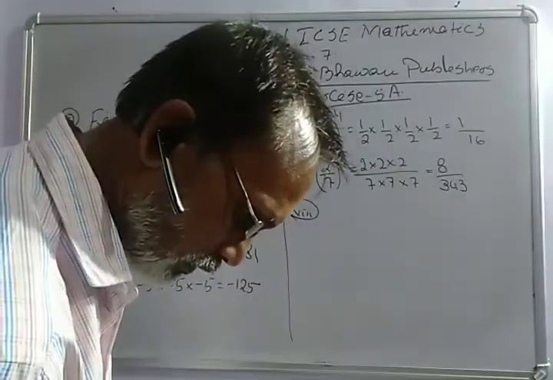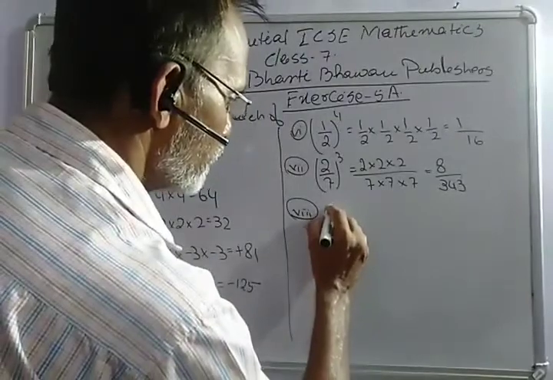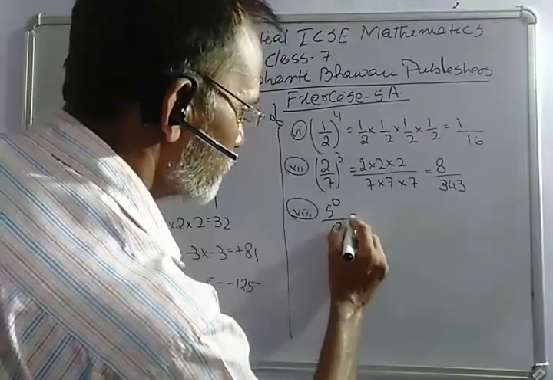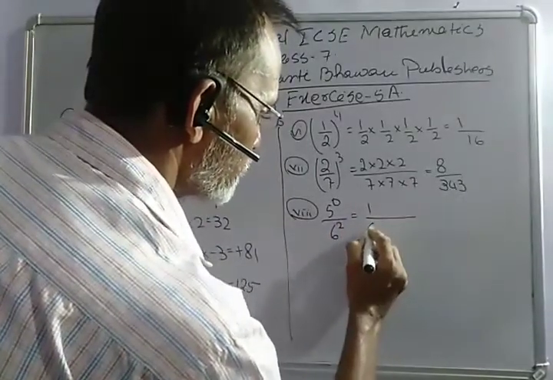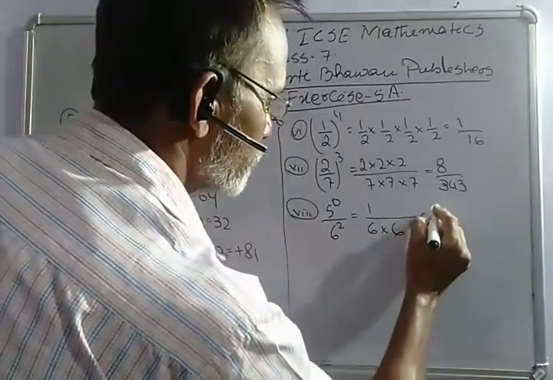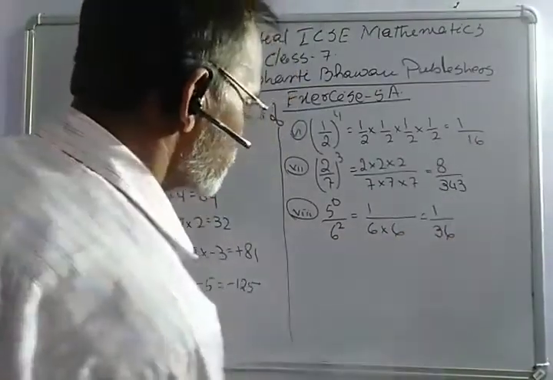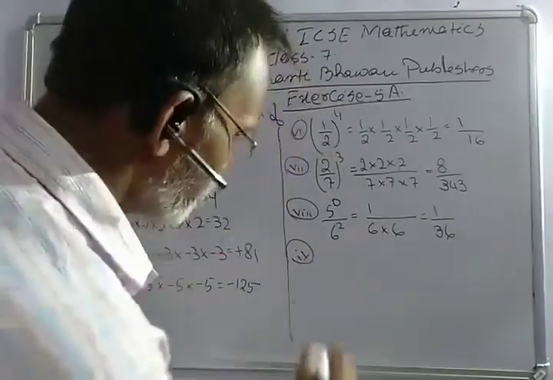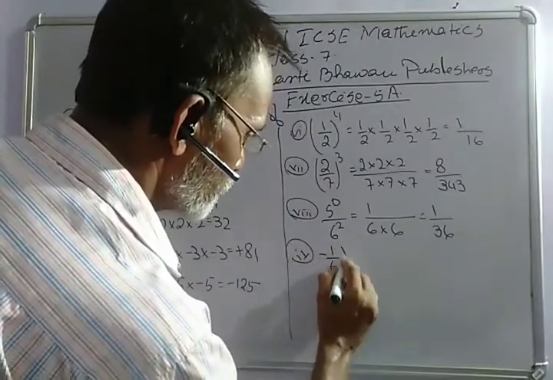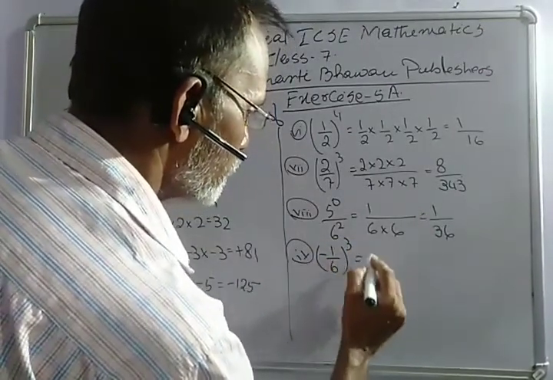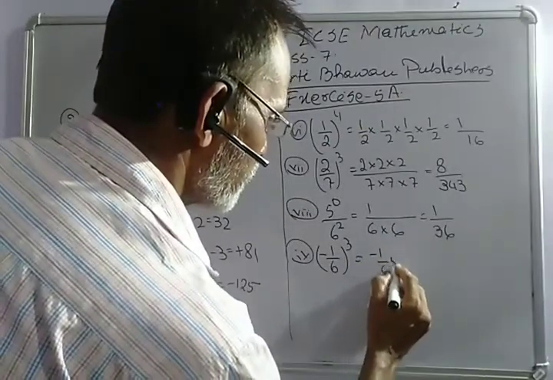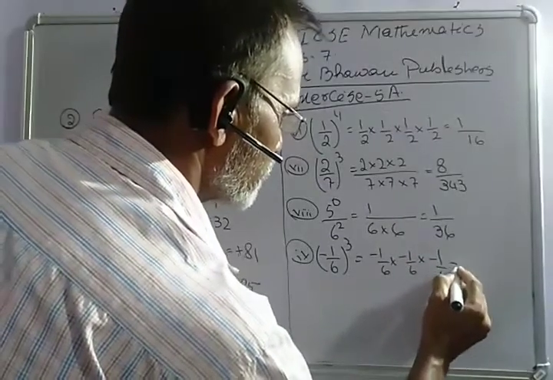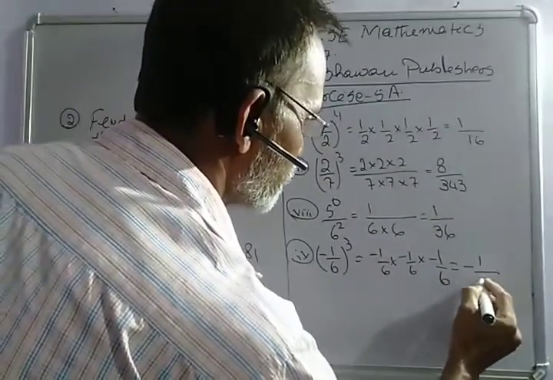Then number 8. Number 8 is 5 to the power 0 by 6 to the power 2. So this is equal to 1 by 6 into 6. This is equal to 1 by 36. Number 9, minus 1 by 6 to the power 3. So this is equal to minus 1 by 6 into minus 1 by 6 into minus 1 by 6. This is equal to minus 1 by 216.